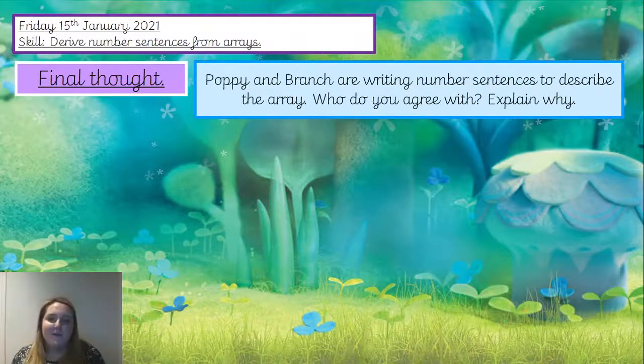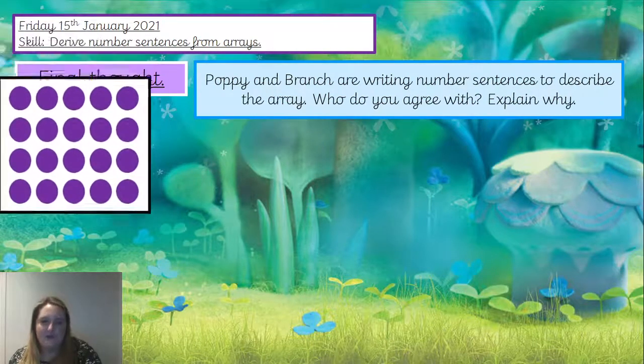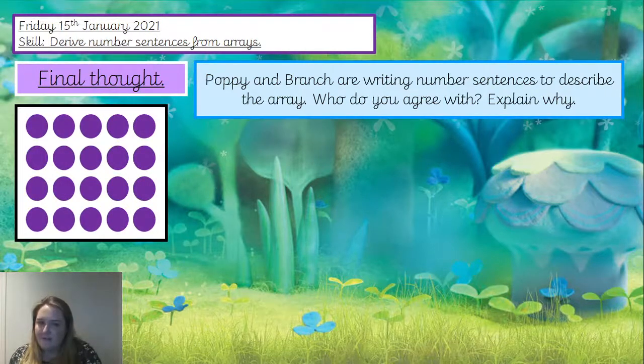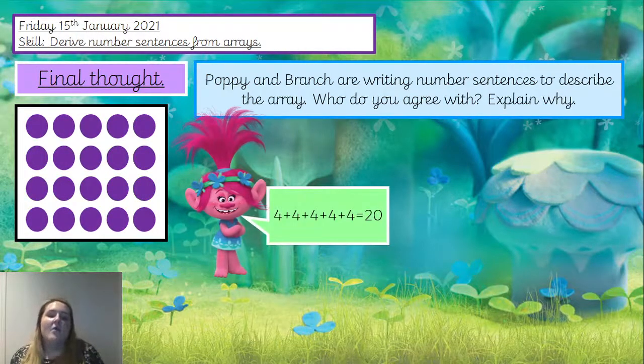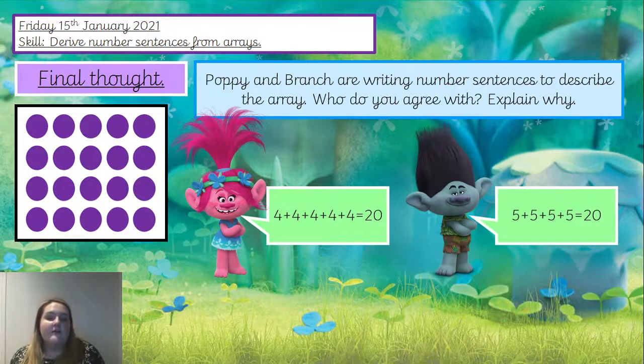Okay, final thought then. Poppy and Branch are writing number sentences to describe their array. Who do you agree with? So here is their array that they were describing. And Poppy said 4 add 4 add 4 add 4 add 4 equals 20. And Branch said 5 add 5 add 5 add 5 equals 20. So I want you to think now, who do you agree with? Who do you think has described this array correctly and why? So pause the video and discuss this with your partner. Off you go.